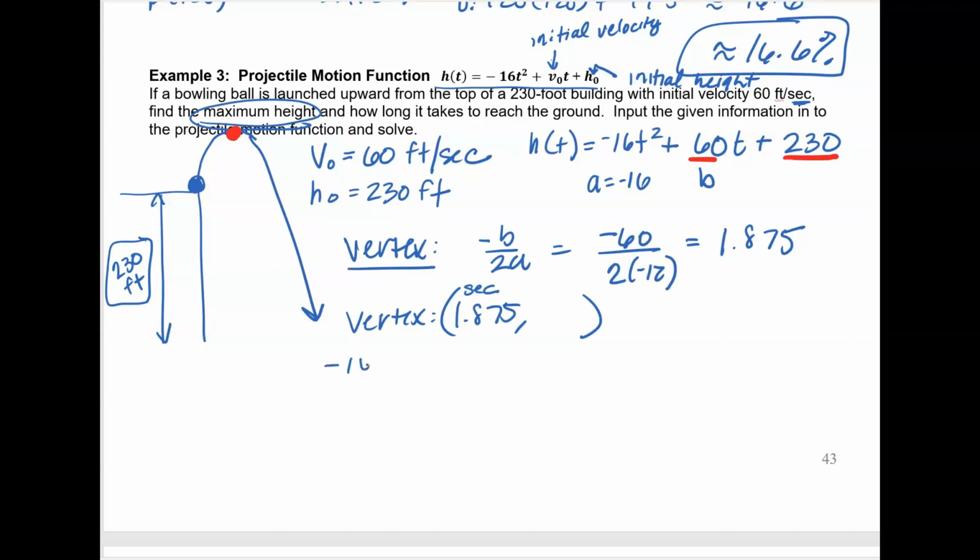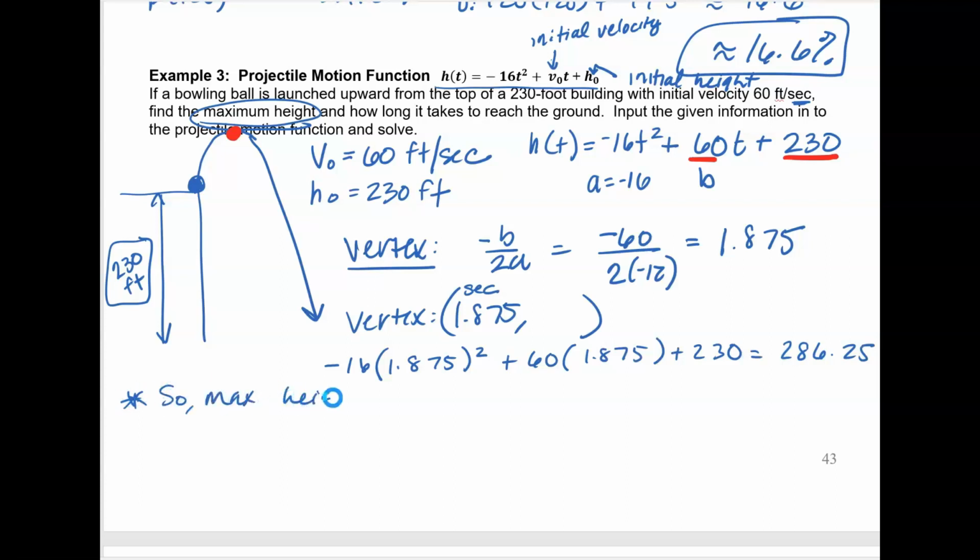So I'm going to take negative 16 and plug in 1.875 to the equation. And I end up getting 286.25. So the max height is 286.25, and we know it's feet because the velocity was 60 feet per second, and that occurs at 1.875 seconds, but they didn't ask for that, so we just stopped there. And so that's the first part.